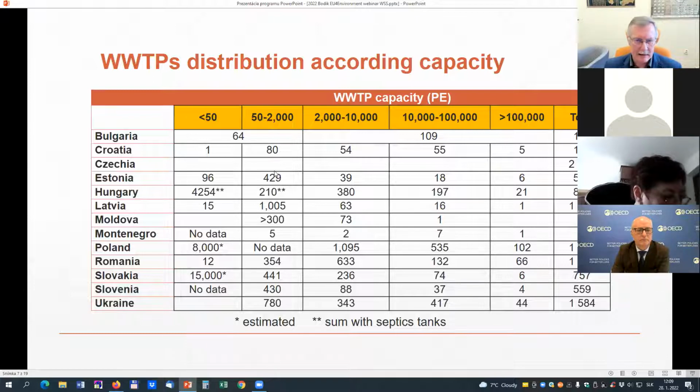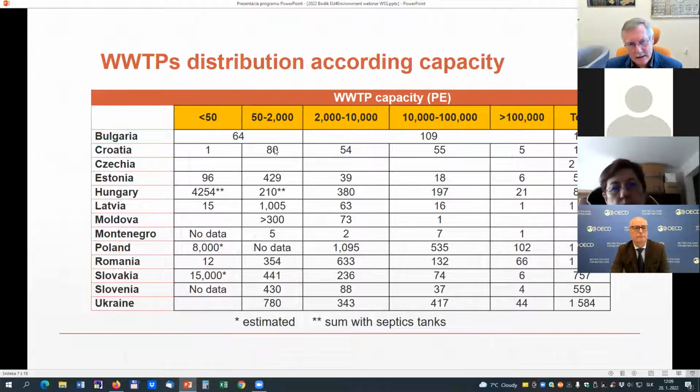We can see that the highest amount of treatment plants is in the small group, the smallest group. Here is less than 50 people equivalents. We can say it is a domestic wastewater treatment plant. The statistic is not very good and exact, because it is not so easy in our countries to count these small private domestic wastewater treatment plants. It is more or less estimated data from our countries.